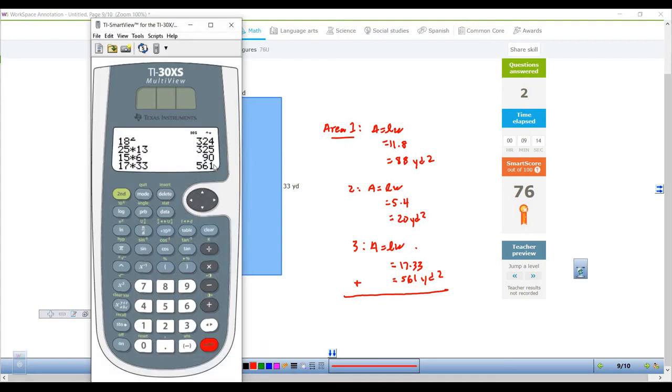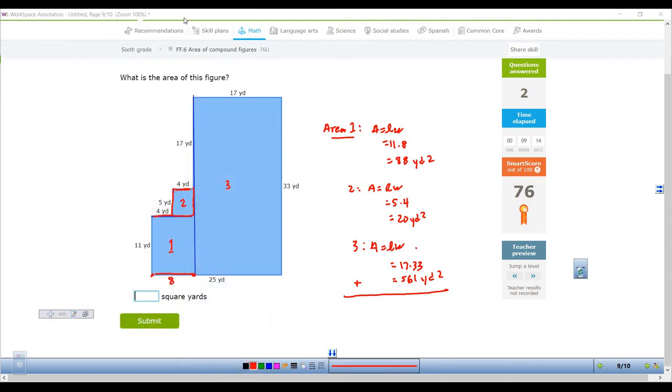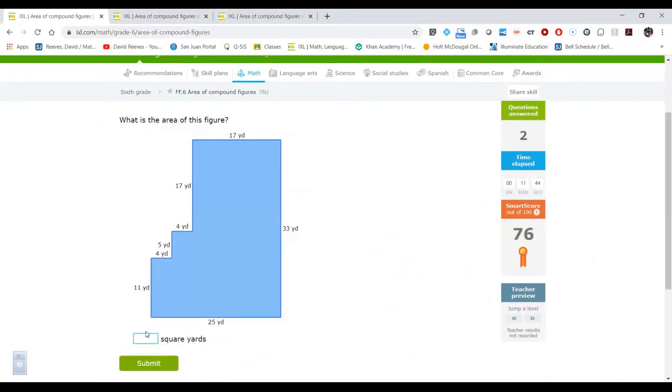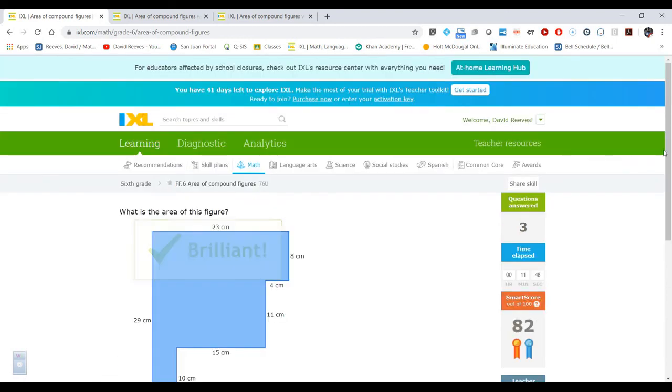All right, and then again, to find the total area, I want to add all those together. So 561 I already have as my last answer in the calculator, so I'm going to put plus. I'm going to work my way back up, then I'm going to add 20, and then I'm going to add that 88. And when I do that, I get 669. All right, so let's go ahead and put that in, make sure we did it correct. And there we go. Look at that.